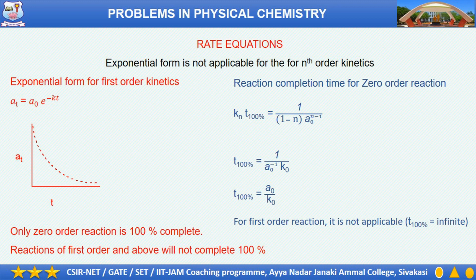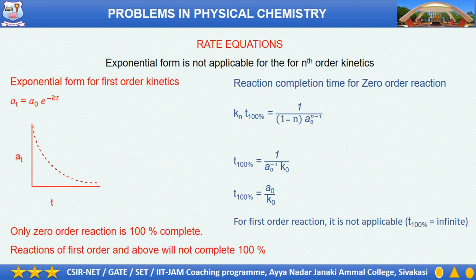For other reactions, for first order, it is not applicable. If you put first order, 1 minus 1 is equal to 0, and everything multiplied by 0 is 0, divided by 0, so it is taking infinite time. Similarly, put n equal to 2, and a negative value would be approaching. The time taken for 100% being a negative value is not possible. It is also infinite time that would be taken. Therefore, the only order of reaction that is 100% completed is the zero order.